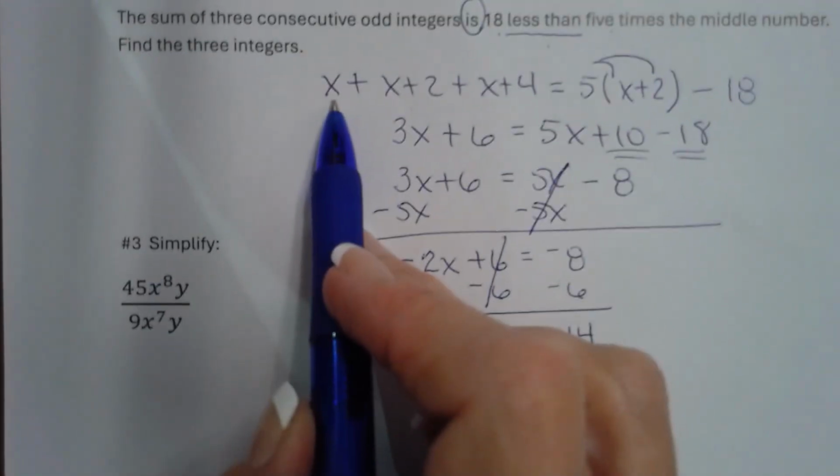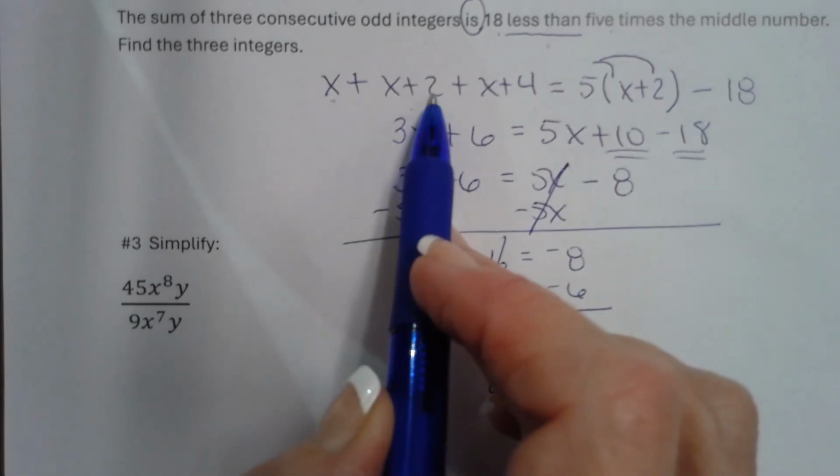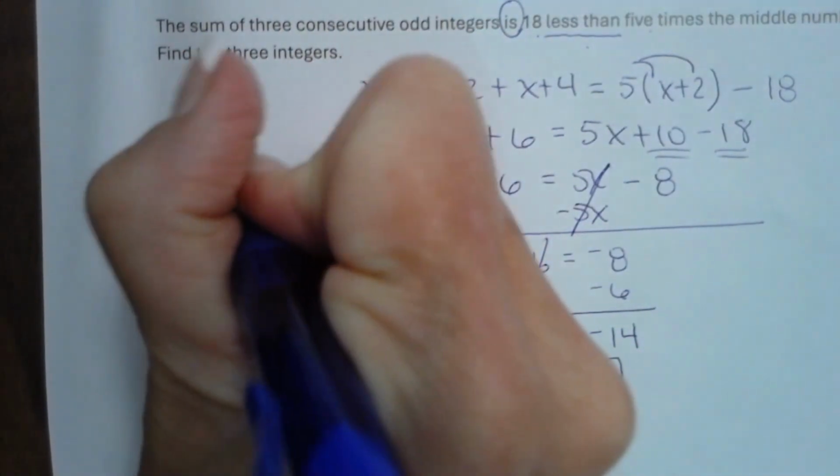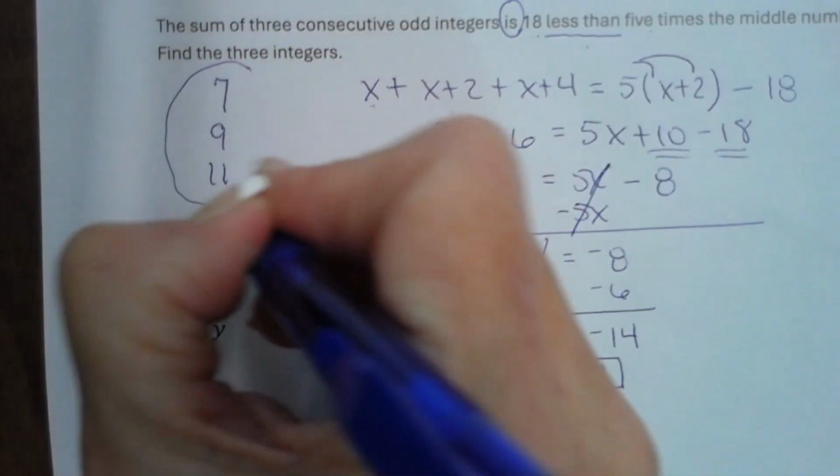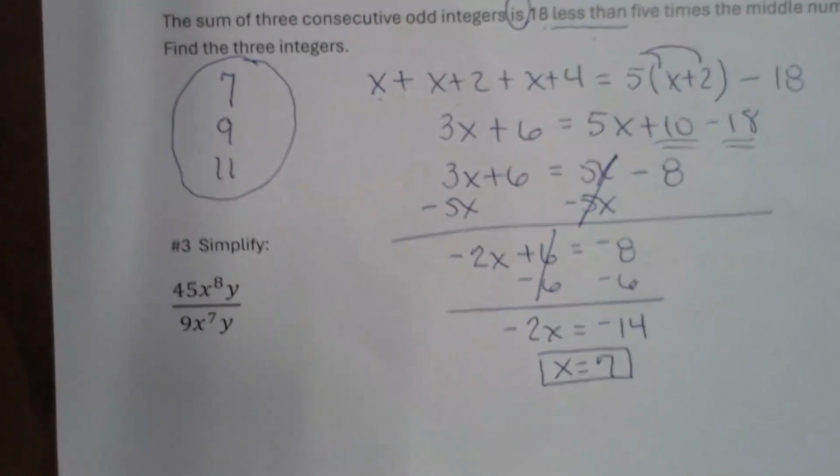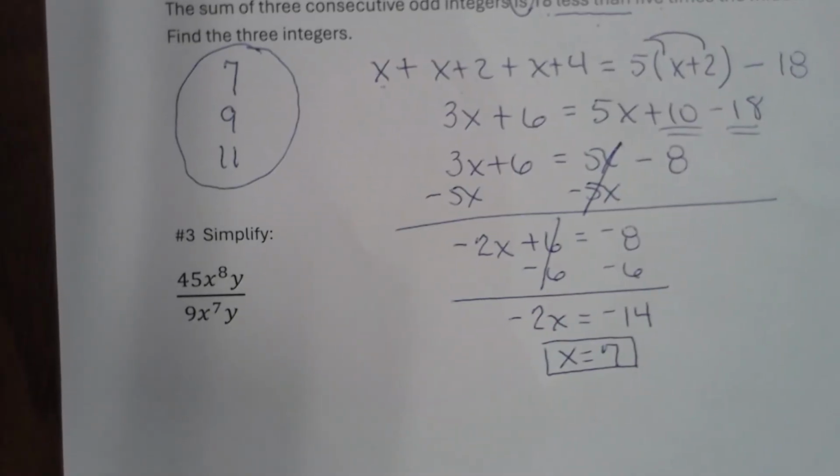So the first integer is 7. And to get to the next one, I add 2. So I've got 7, 9, and 11. Question on that? Okay.